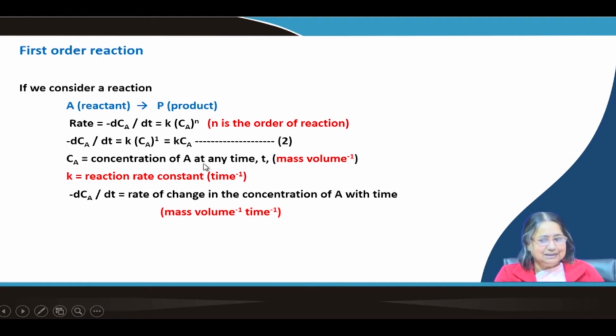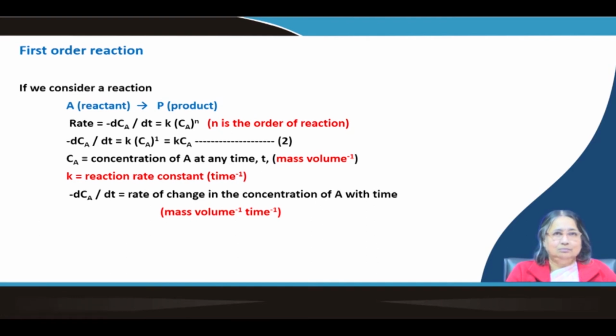Ca is the concentration of A at any time t. So, this thing you have to remember: for any numericals you have to do, or any kinetic analysis you want to do, you have to remember that Ca is nothing but the concentration of A at any time t, okay. And now, dCA/dt is the rate of change of concentration of A with time.